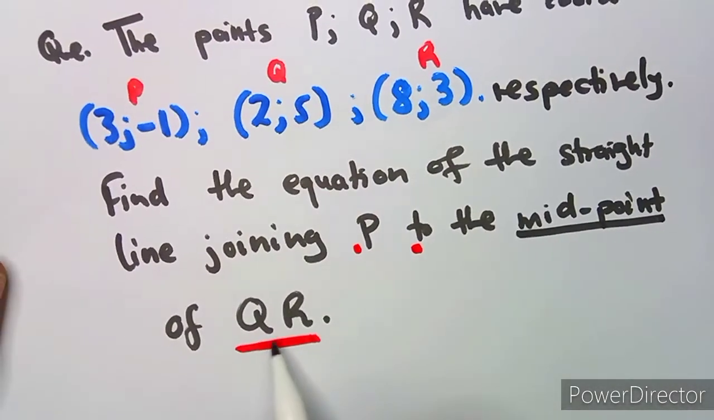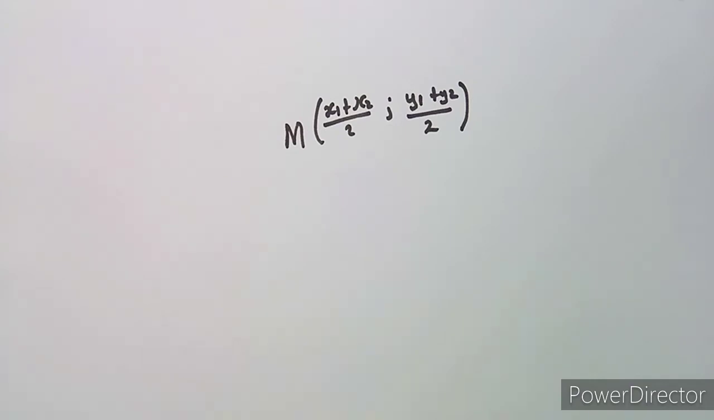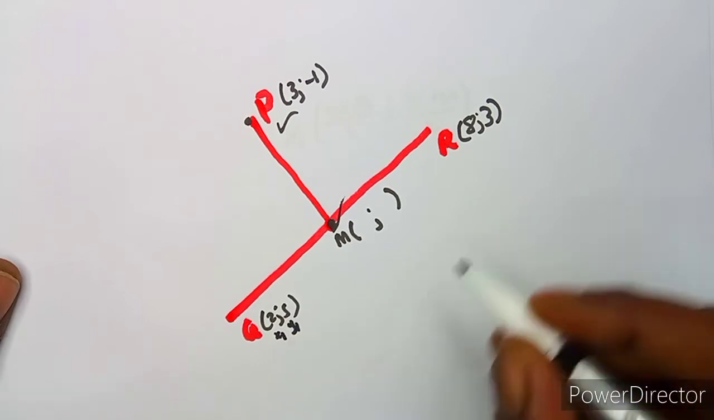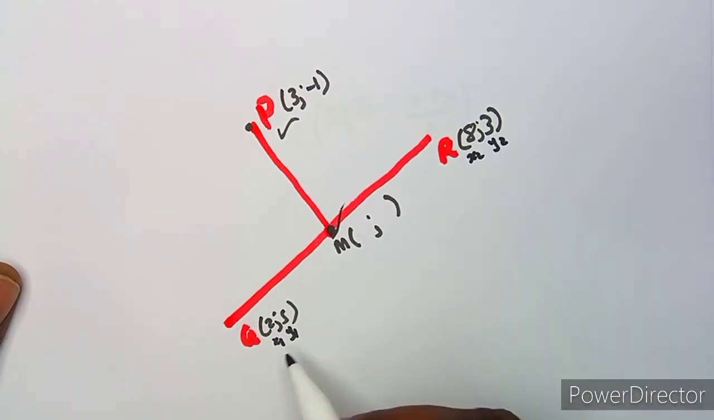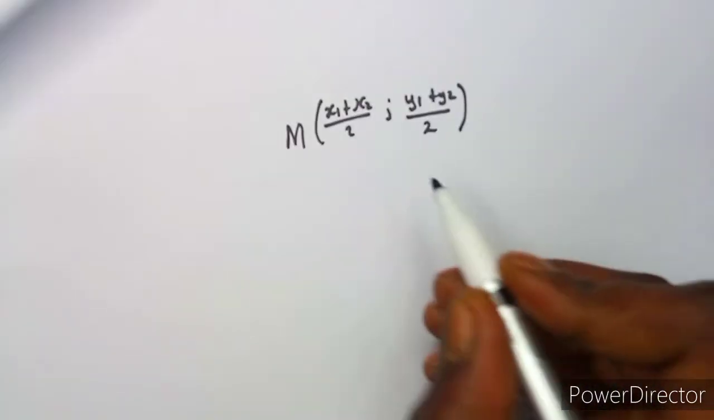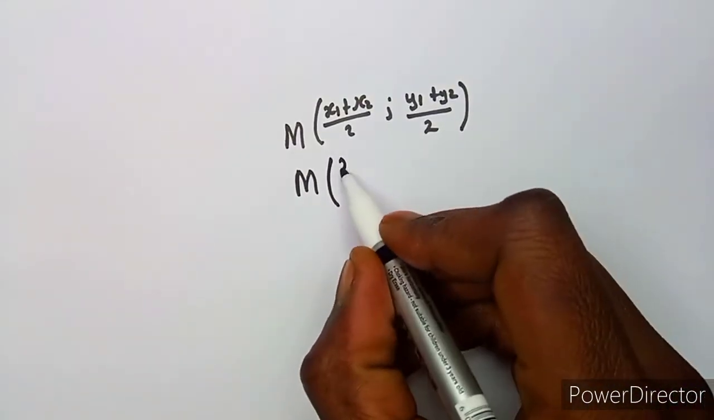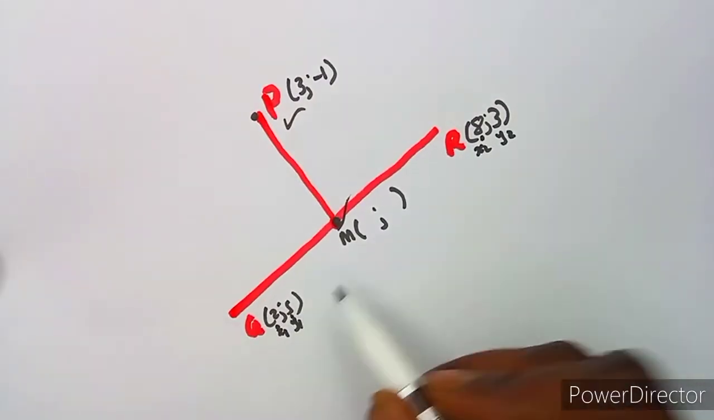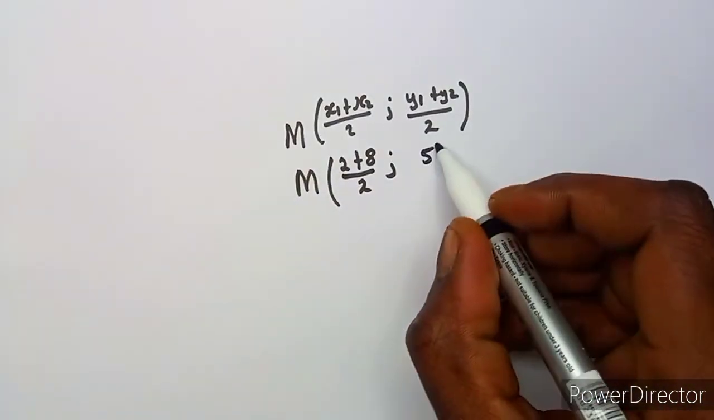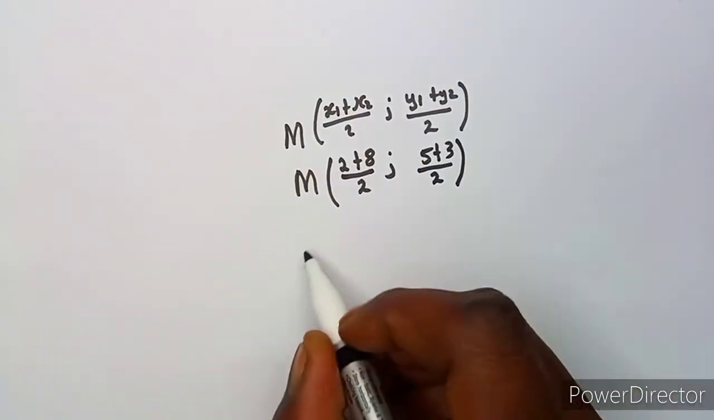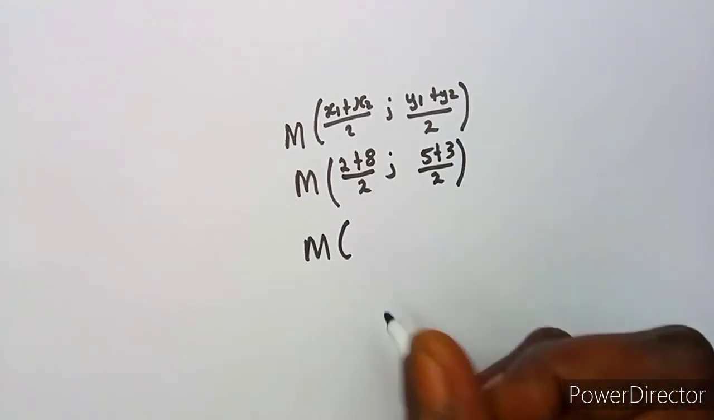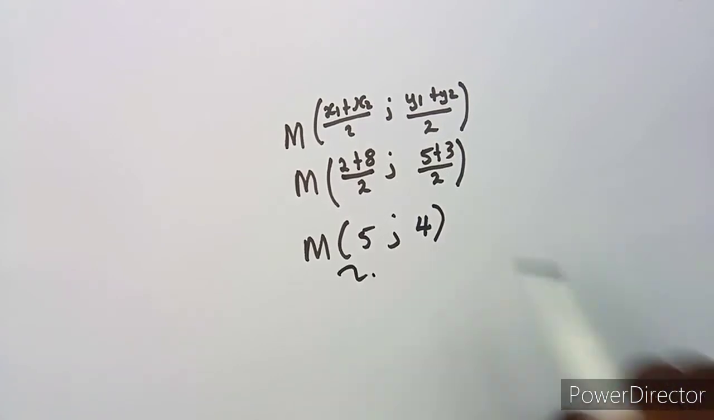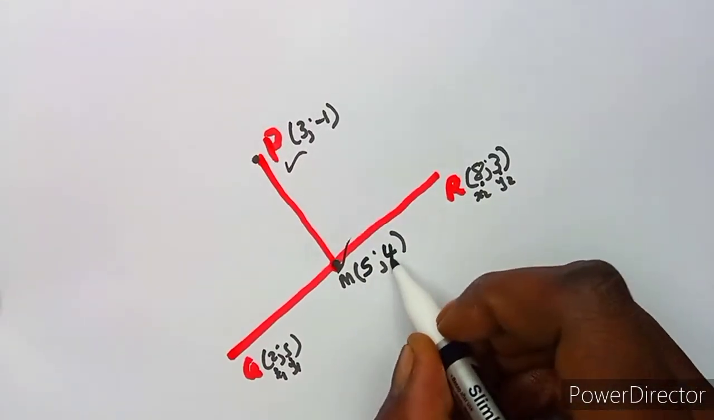So the midpoint of QR is the one from Q to R here. So this is your x1, y1, and this is your x2, y2. So you add 2 plus 8 for x. This is your midpoint, (2 + 8) over 2. Then the values of y here, that's 5 and 3, so it's (5 + 3) over 2. This gives us 5 here, and this is going to give us 4. So that's our midpoint M, which is (5, 4).